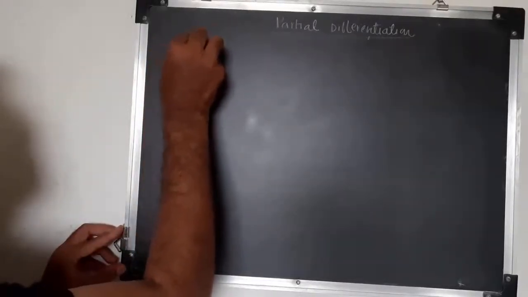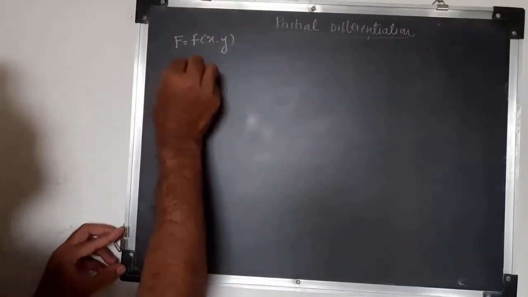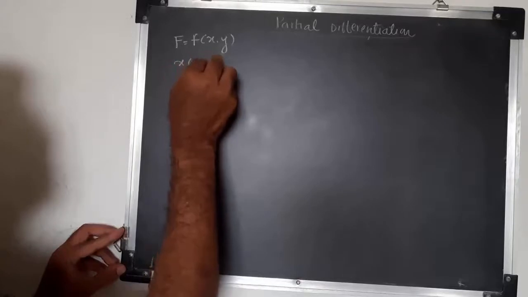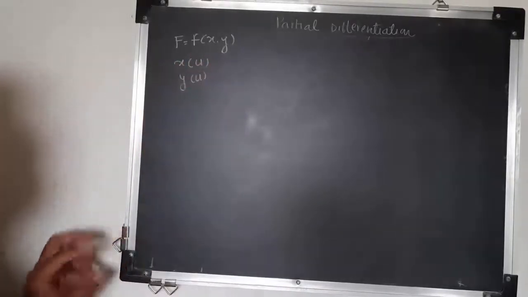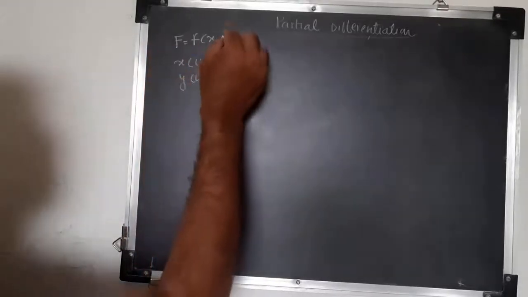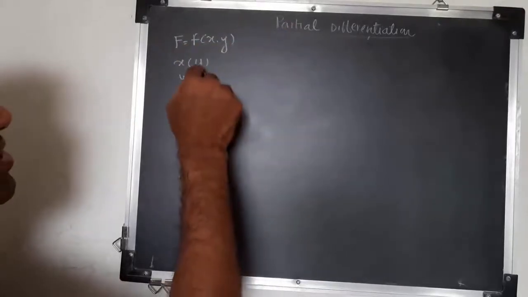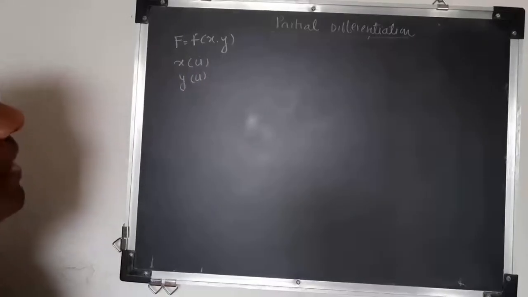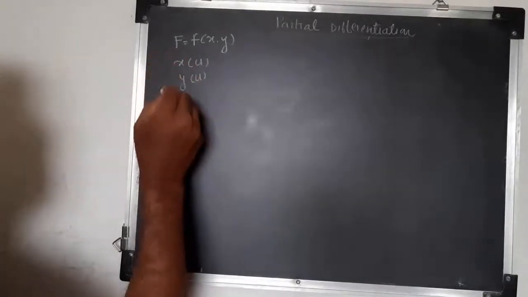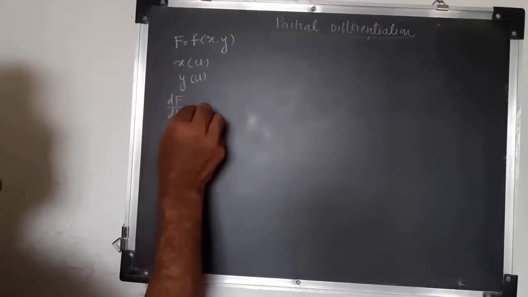So f is a function of two independent variables, I'll write over here x and y, and again x is a function of u and y is a function of u. Means the given f is a function of two independent variables x and y, and x and y are again functions of some other variable, that is your u. Now my aim is what? We have to find out the change df by du. That I want to find out.